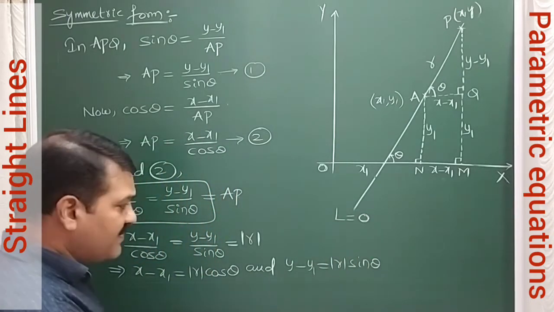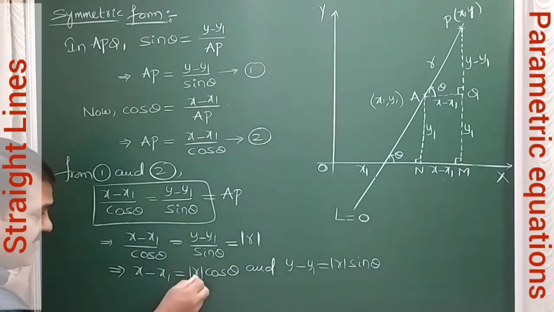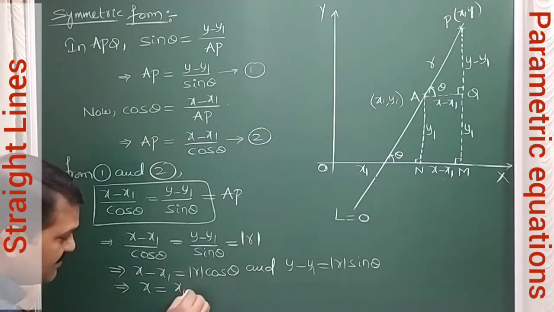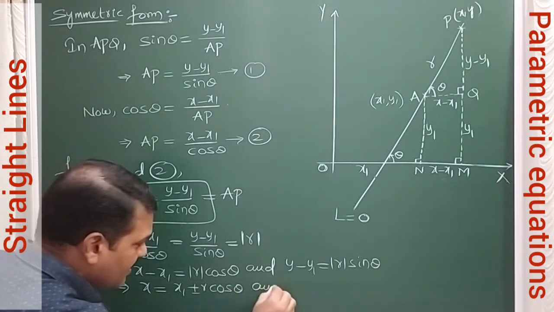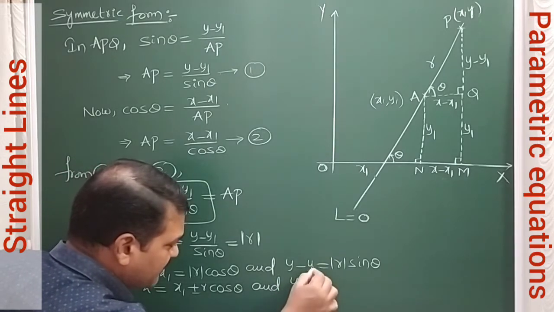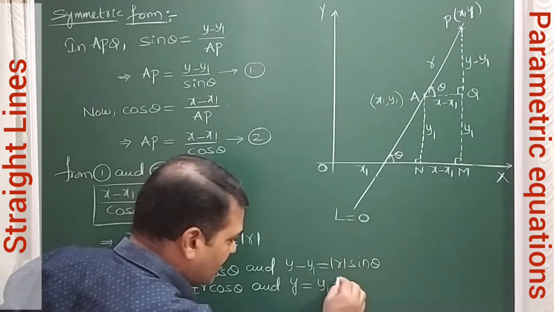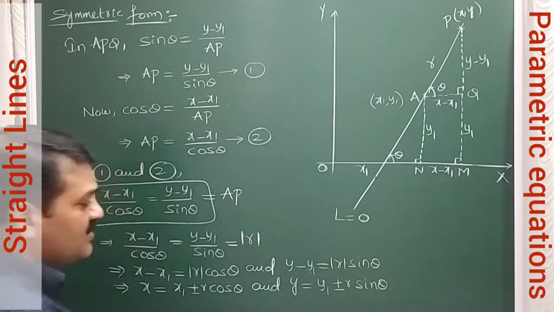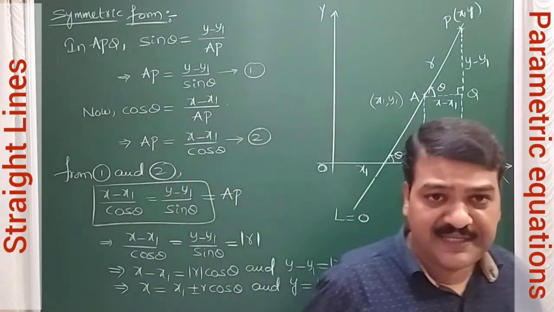But generally modulus of R means plus or minus R only, no? So when we take plus or minus R and shift this minus x1 to the right side, we will get x = x1 plus or minus R cos theta, and y is equal to, shifting this minus y1 to the right side, and in place of mod R, write plus or minus R.